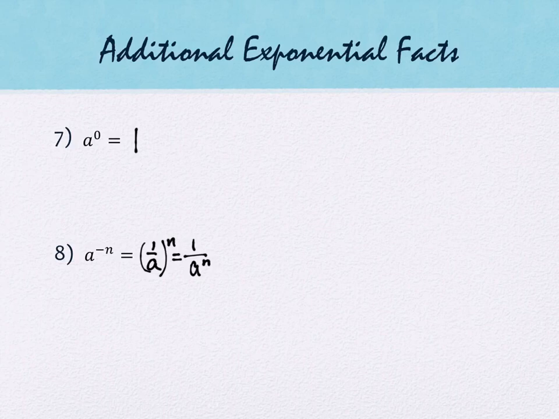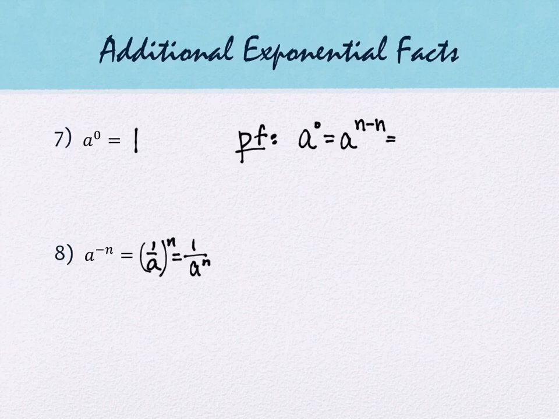7 is very clever, so I want you to take a look at this one. I think it takes a lot of faith to just say a to the 0 is 1, and that's probably why it's hard for us to remember, because it sort of has no bearing as to why. So take a look at this. If I have a to the 0, I'm going to write 0 slightly differently. I'm going to write it as n minus n. That's 0, right? It is.